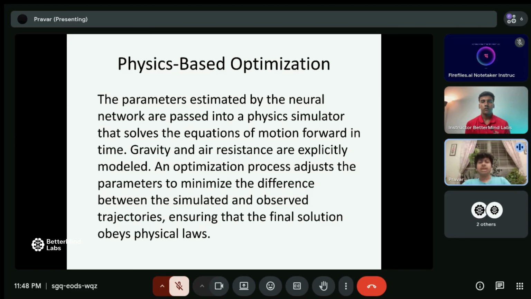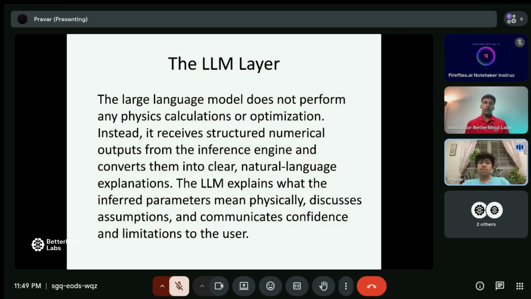So for example, it could give data, but it might not be correct according to physics. It could just be numbers, but according to physics, it might not even be possible. So that's what the optimizer does. It makes sure that it's possible according to physics. Understood. Yeah. So this was what my partner worked on, but I can give an overview of it.